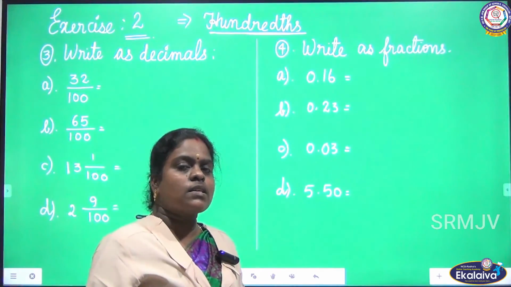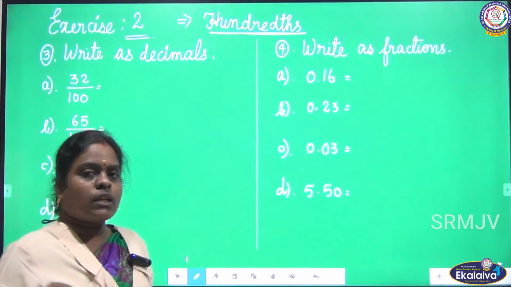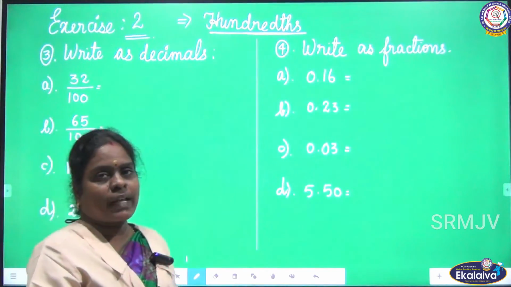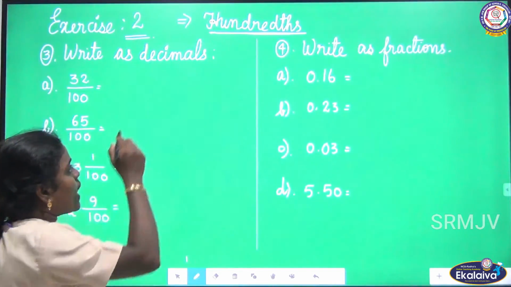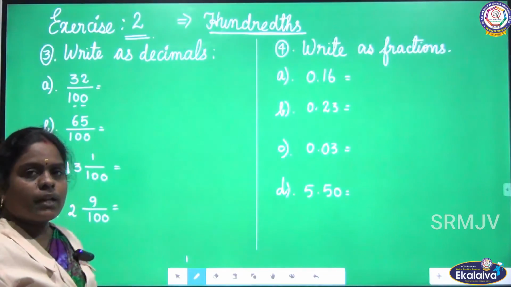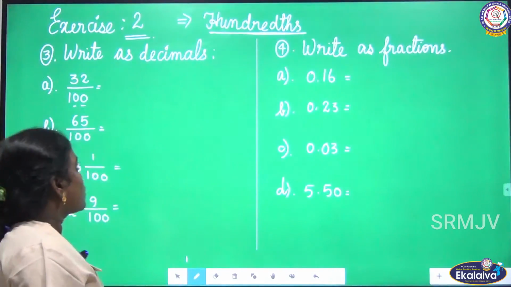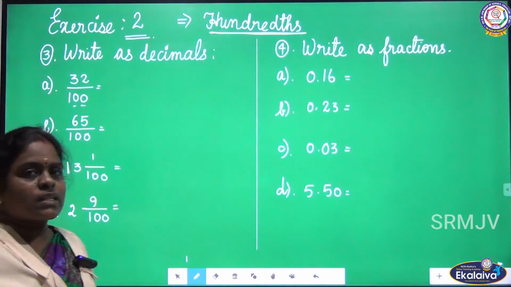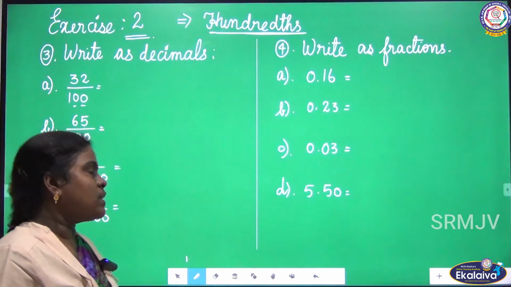The only difference is you will have 1 zero in the denominator in the concept tenths. In the concept hundredths, you will have 2 zeros in the denominator. So here first we are going to write the given fractions as decimals.